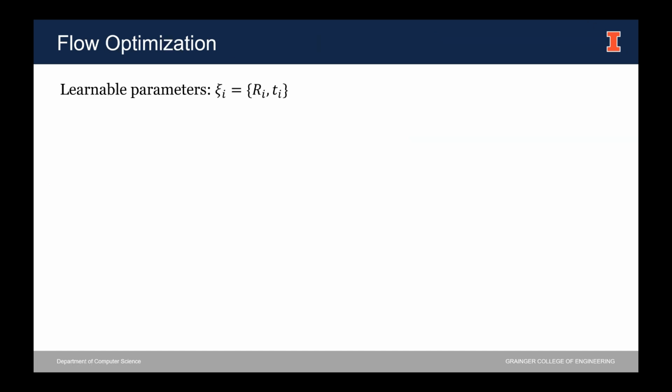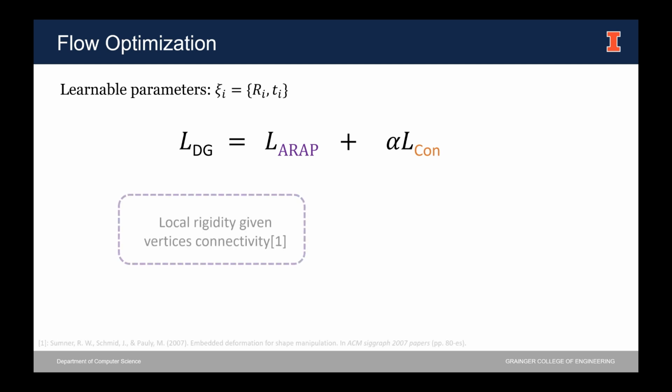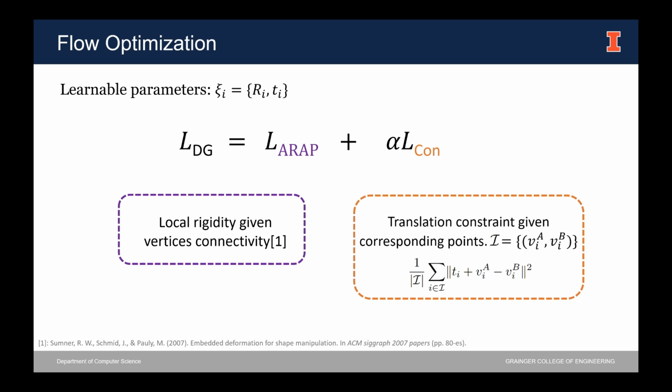We now discuss how to find and parameterize the flow. The only learnable parameters are the rotation and translation of the rigid transformations. Here are the two parts of the whole loss, the as-rigid-as-possible loss and the consistency loss. We use Adam to optimize. The as-rigid-as-possible loss encourages local rigidity of the transformation given the connectivity of the anchored vertices. Please check the original and our paper for more details. And the consistency loss constrains the translations of the corresponding points between the original and transformed space. We use the mesh topology for vertex connectivity.